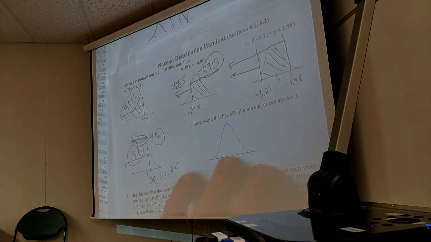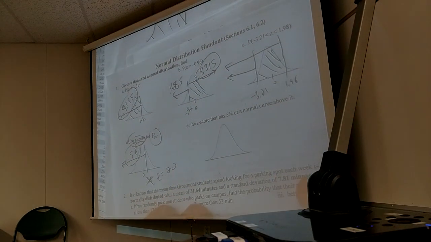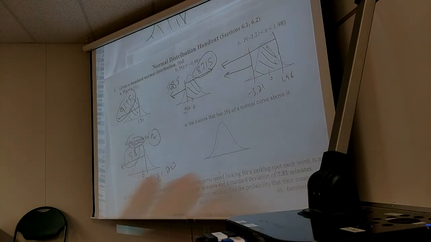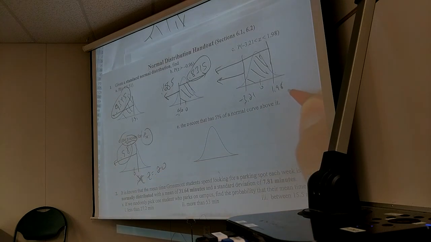Can the answer be negative? So you subtract big minus small. You don't just put negative and keep going, because now you're saying it's a negative chance. That's some weird stuff. So what do I get when I look up 1.98?